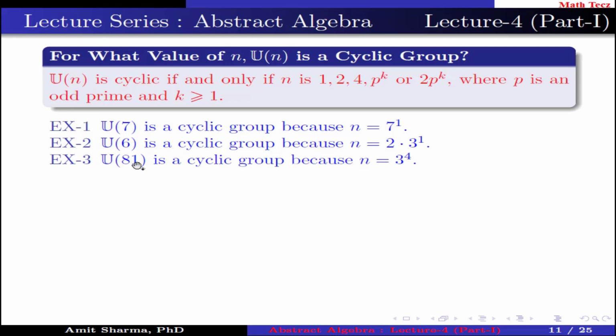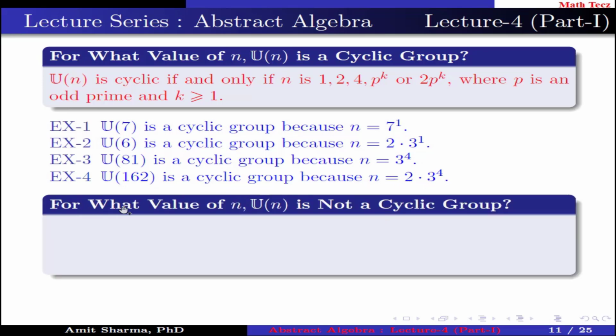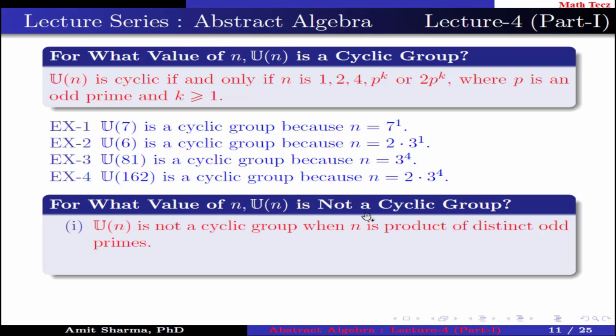Example number 3, U81 is a cyclic group because n is 3 to the power 4. Example number 4, U162 is a cyclic group because n is 2 into 3 to the power 4. For what values of n is Un not a cyclic group? Number 1, Un is not a cyclic group when n is a product of distinct odd primes. Number 2, Un is not a cyclic group for n equal to 2 to the power k, where k is greater than 2.